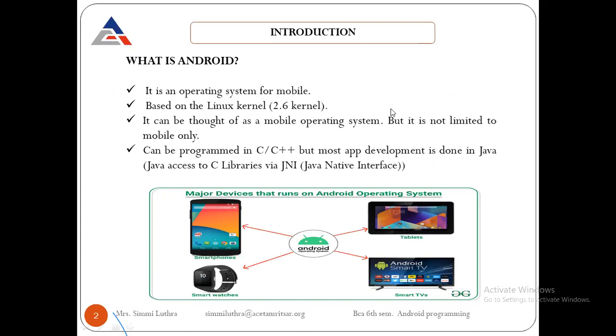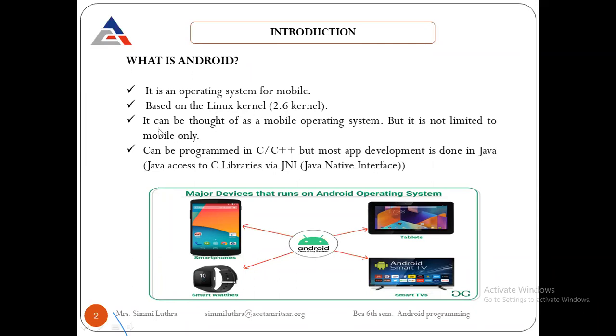So the first slide is: what is Android? Our subject is Android programming, so the first question is what is Android? Android is a complete set of software for mobile devices. Android is designed for mobile devices such as tablet computers, notebooks, smartphones, electronic book readers, set-top boxes, etc. So Android is an operating system for mobile. The second point is it contains a Linux-based operating system, a Linux kernel 2.6, middleware, and key mobile applications.